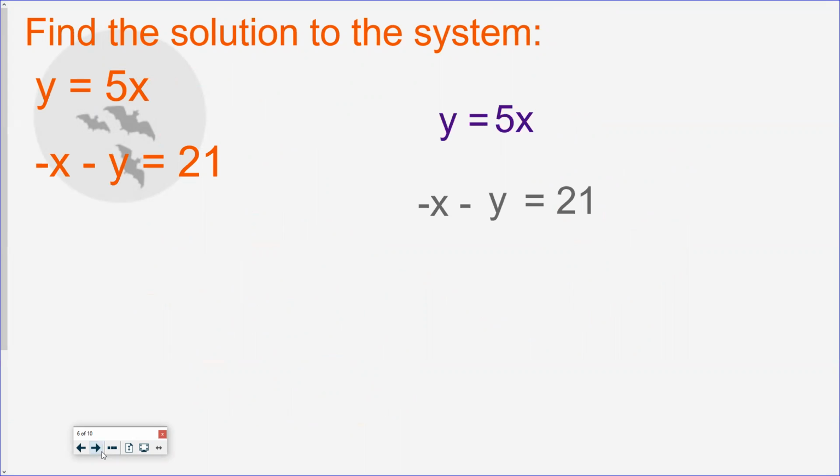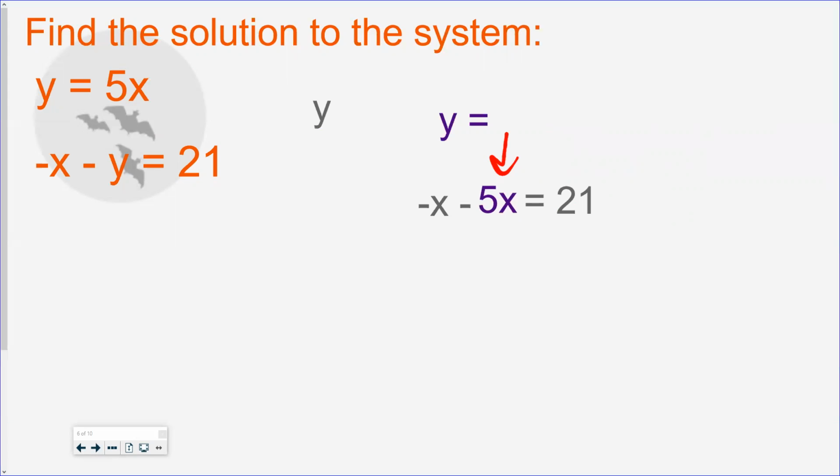Okay, so I have y equals 5x, negative x minus y equals 21. They tell me that y equals 5x. So in my equation, I'm going to take y, I'm going to erase y, and I'm going to put 5x in its place. So now I have negative x minus 5x equals 21.